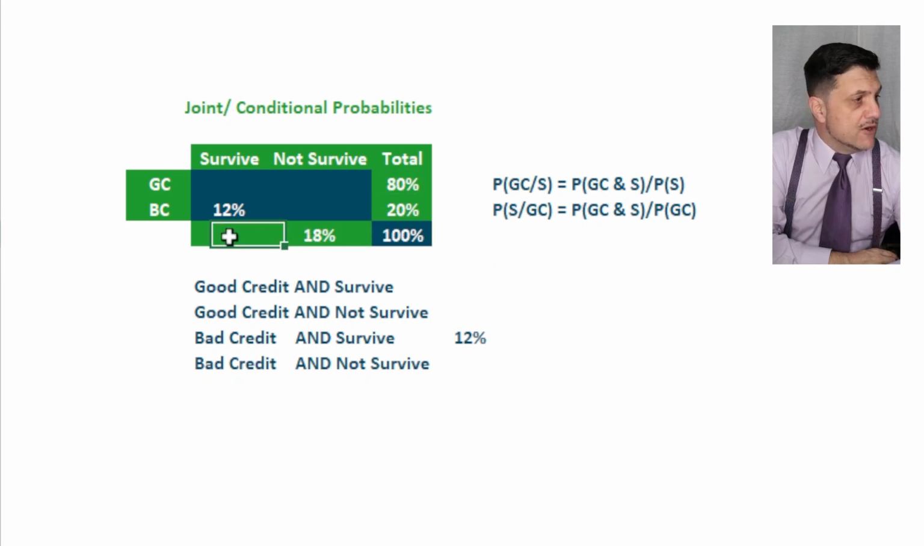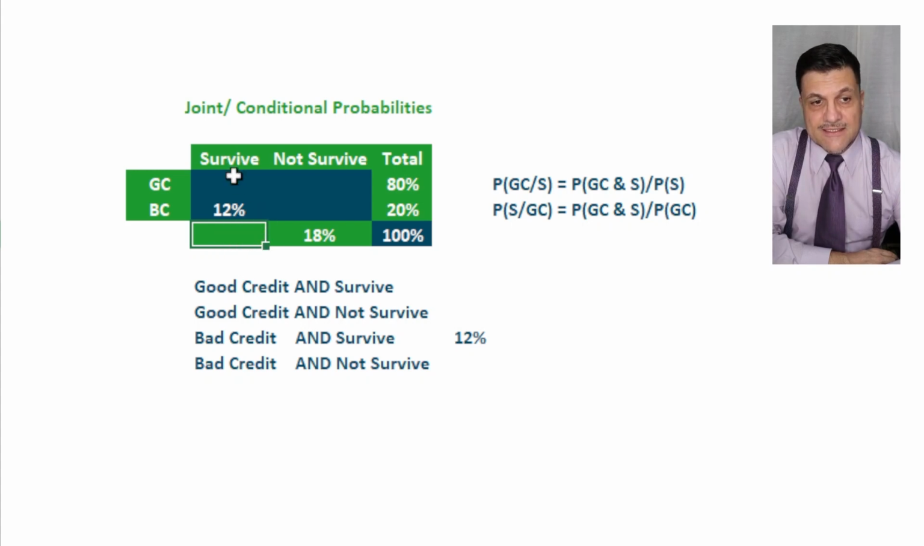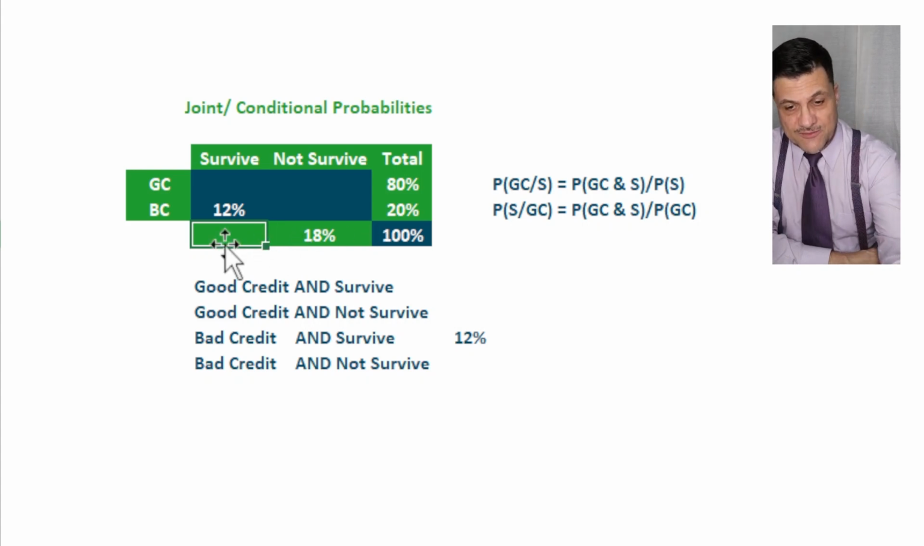So now I know the total here. What is the total in this green box that I'm highlighting here? It's the total probability of survival. So what is the percentage of survivors, companies that survive a recession, right? Well, it has to be what? It has to be 82%, right? Because 82 plus 18 is 100%. So put it there, 82%.